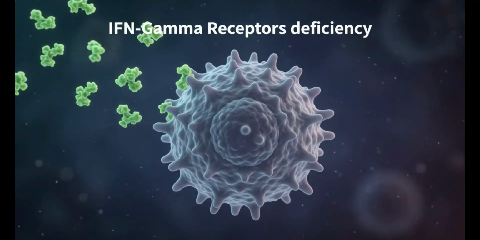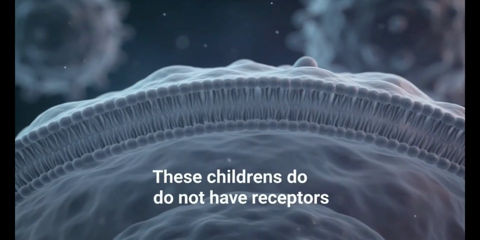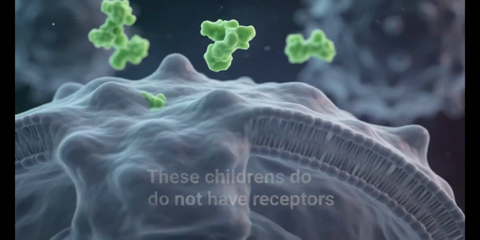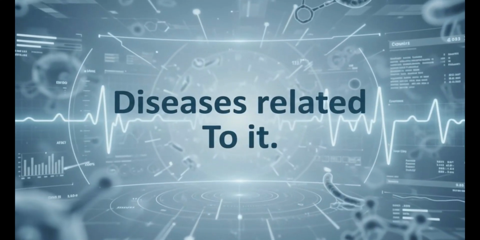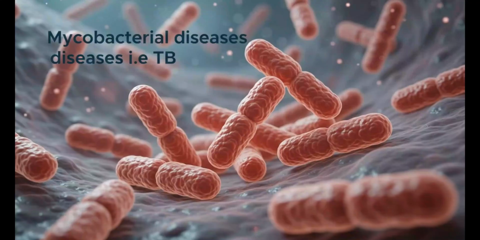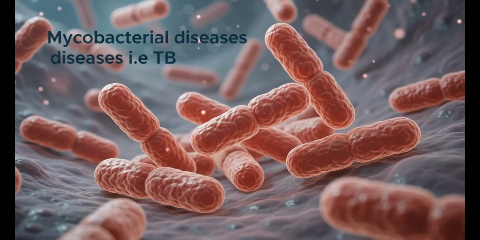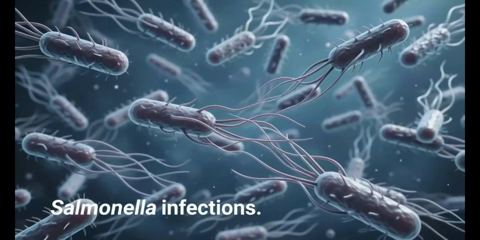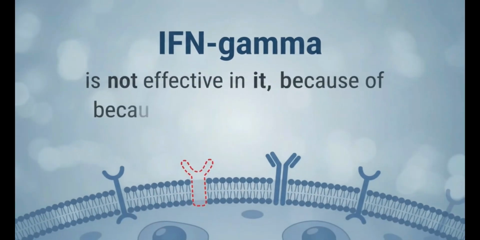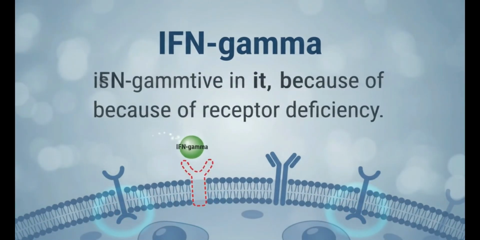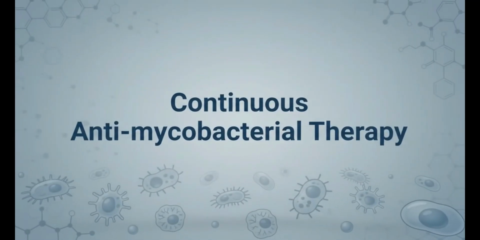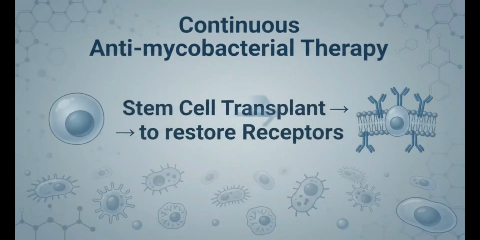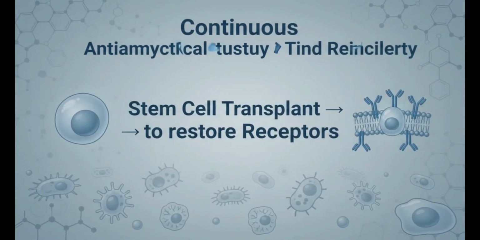IFN gamma receptor deficiency. These children's cells do not have receptors for IFN gamma on macrophages. Diseases related to it: mycobacterial diseases, i.e. TB, and salmonella infections. IFN gamma is not effective in it because of receptor deficiency. Treatment is continuous antimycobacterial therapy and stem cell transplant to restore receptors.